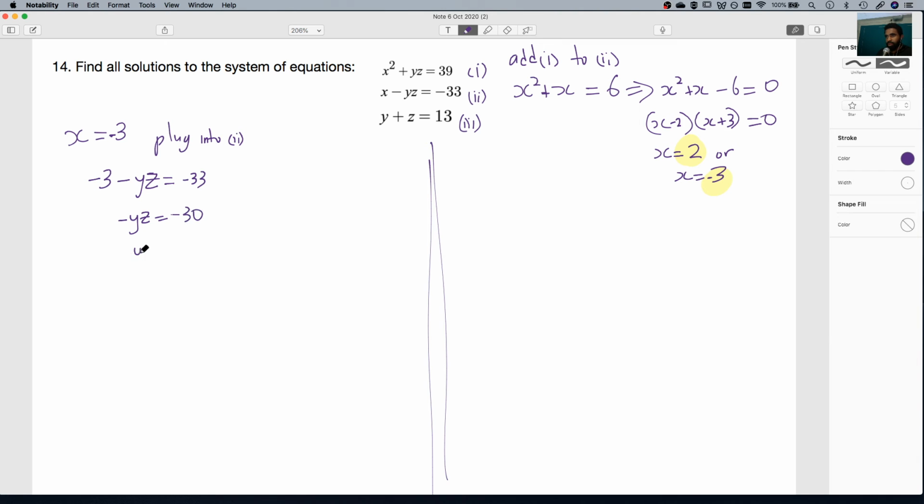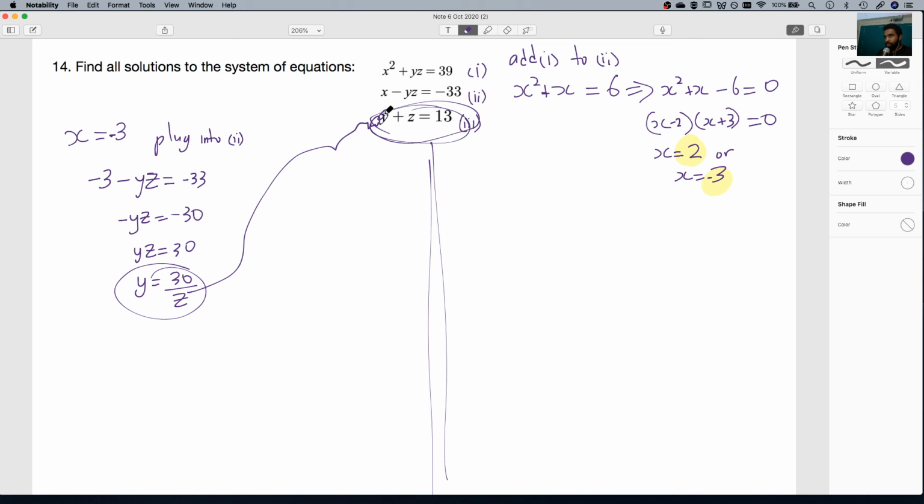And then we have that yz. Oh, I did it again. Yz is equal to 30. And we can write y in terms of z or z in terms of y. Let's do y in terms of z. Y is equal to 30 over z. Beautiful. Now this thing, we can take it and plug it into equation 3.